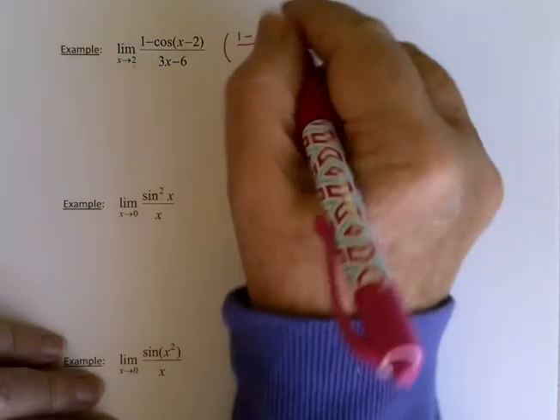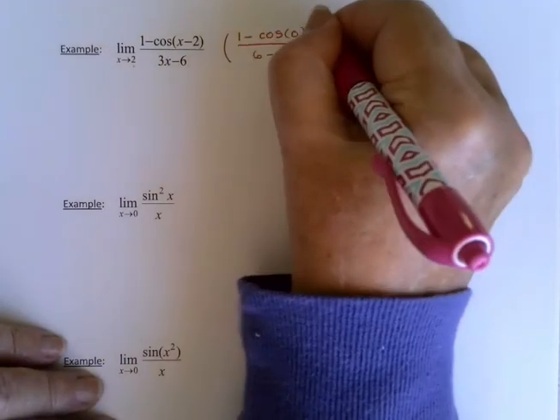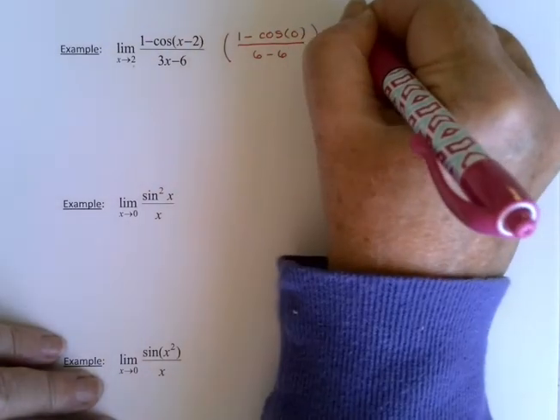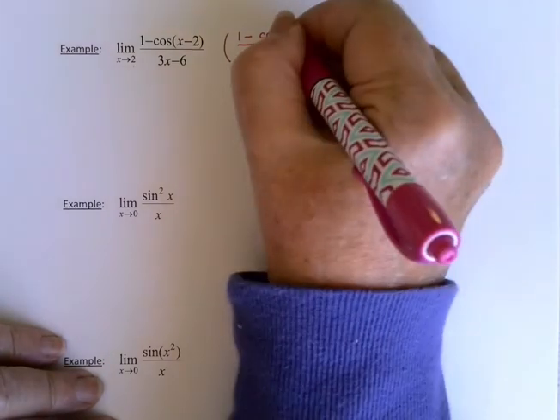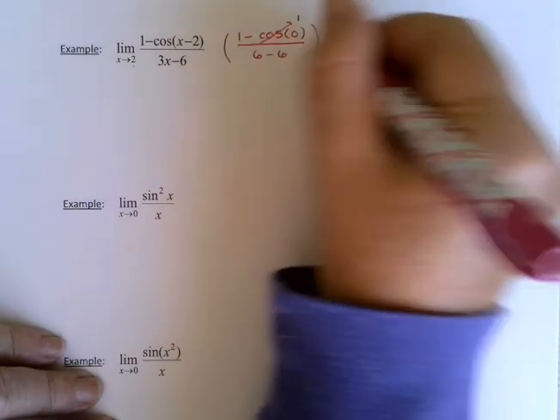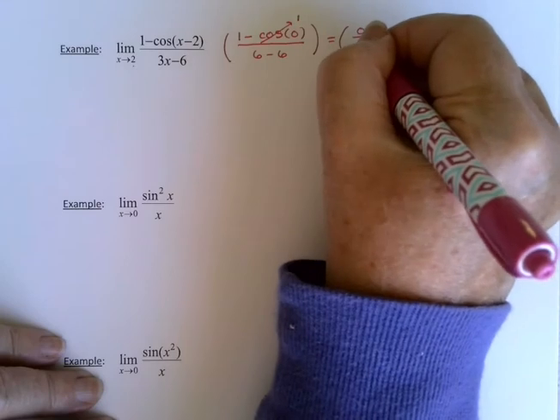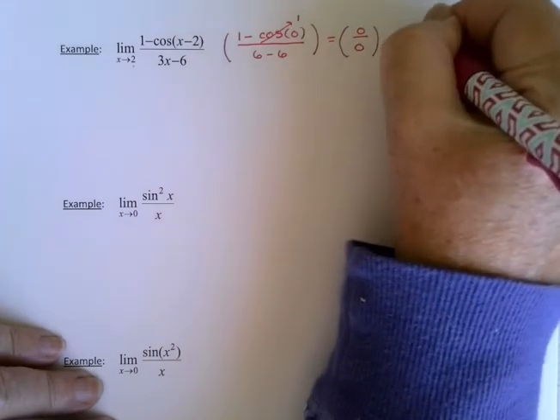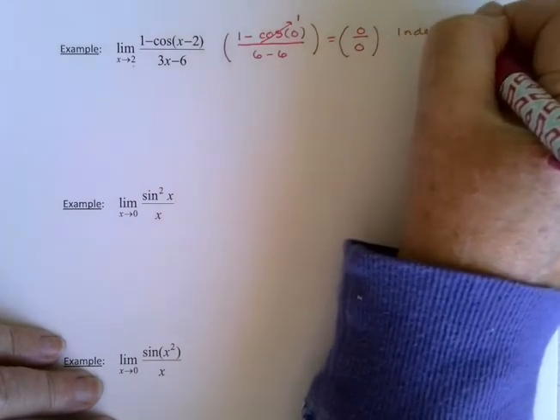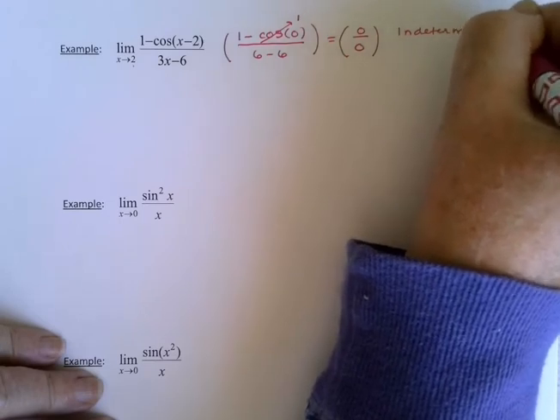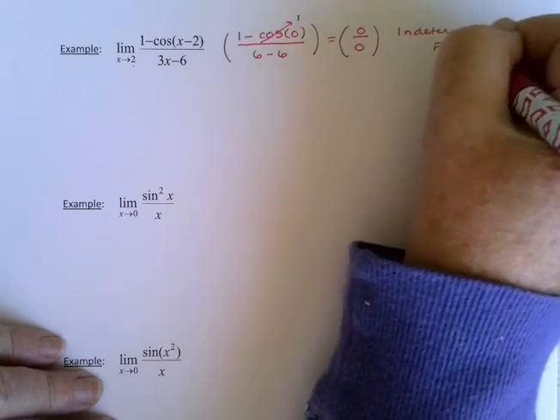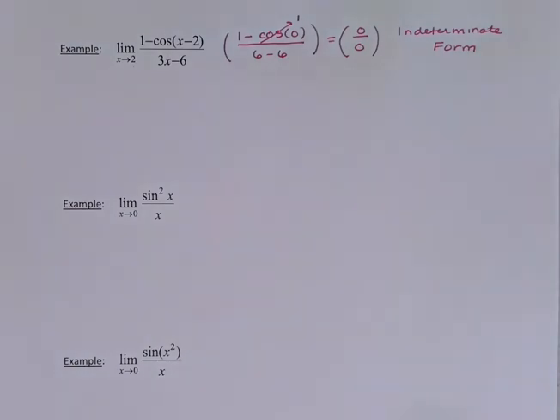And 3 times 2 would be 6 minus 6. Cosine of 0 is 1. So 1 minus 1 is 0, and the denominator is also 0. And indeed, we do have an indeterminate form. So we need to do something.